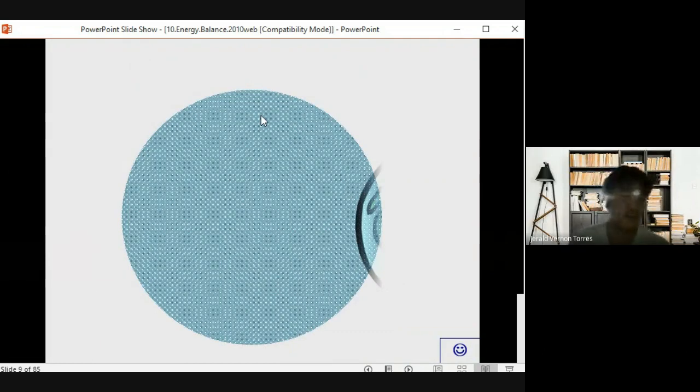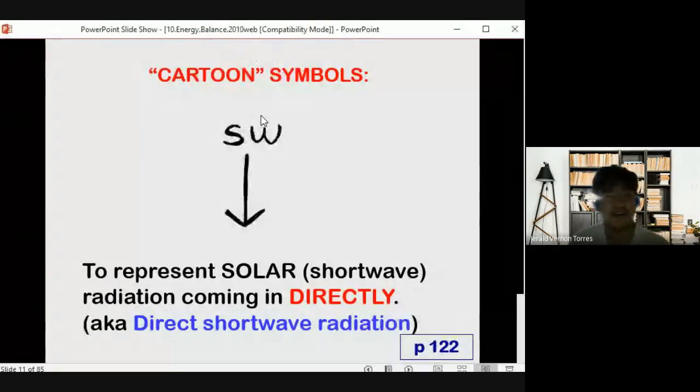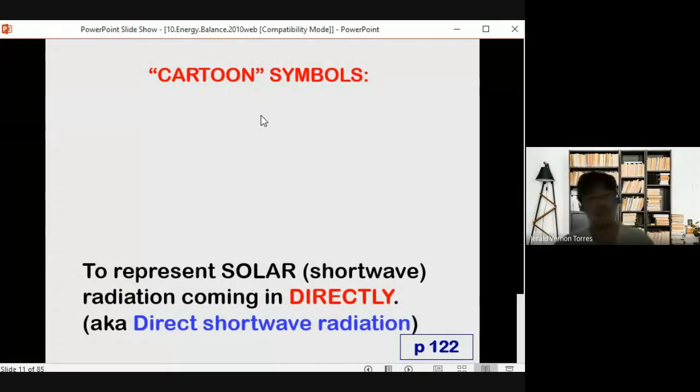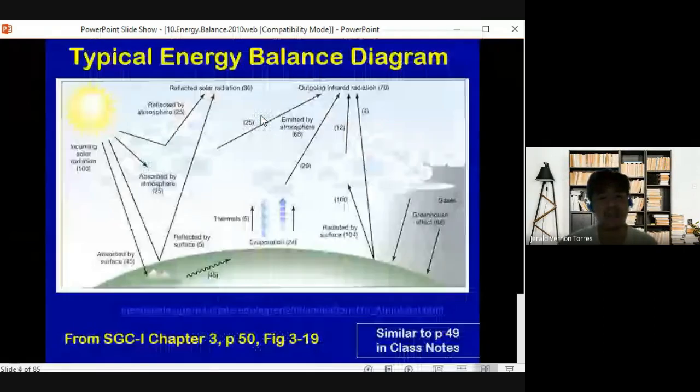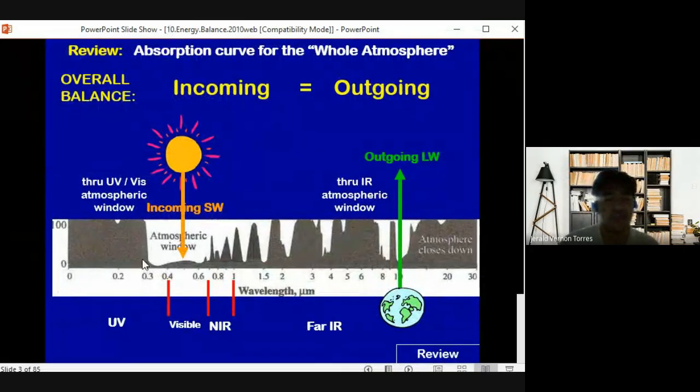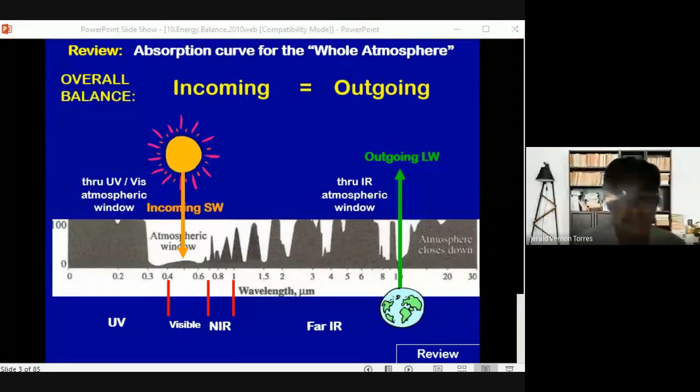So this is the Earth, of course. Ito clouds. Okay, so let's begin with this one. Tatandaan ninyo, class, lahat ng pumapasok na energy sa Earth, maikli yung wavelength. At dahil maikli yung wavelength, we call them shortwave radiation. So what do we expect is that lahat ng pumapasok sa planet Earth na energy coming from the sun would have short wavelength, so we call them shortwave radiation.